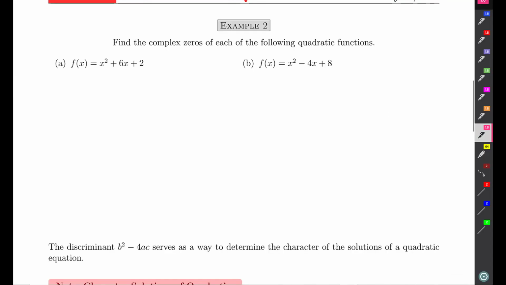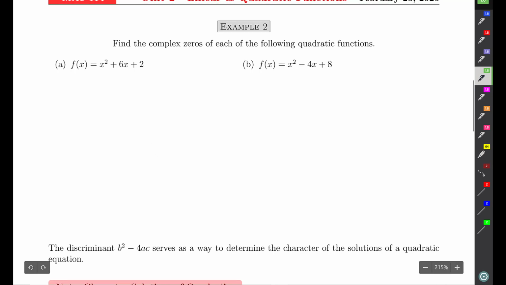When we move on to example 2, again it says to find the complex zeros of each of the following quadratic functions. The first one, part A, is x squared plus 6x plus 2. So ask yourself, do you know of any values that are factors of 2 that when we add them together we get positive 6? Nothing comes to mind right off the bat, so I would be inclined to use the quadratic formula first.